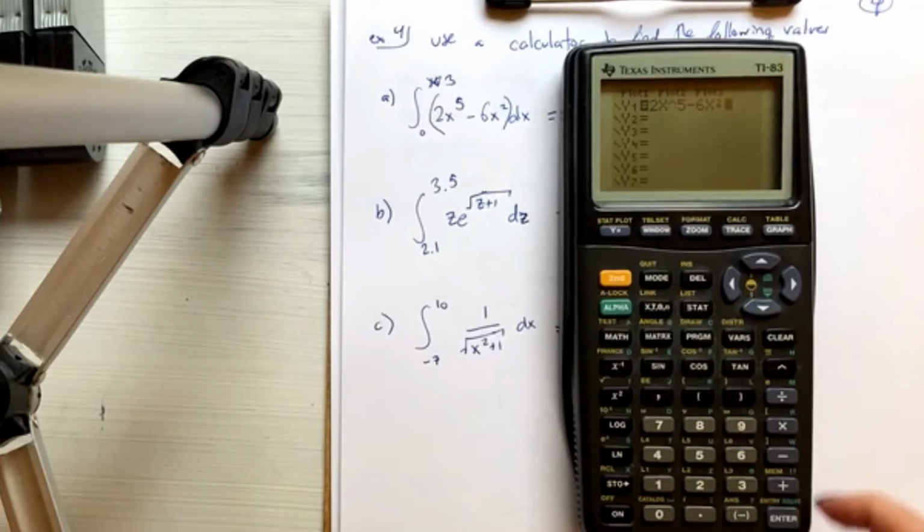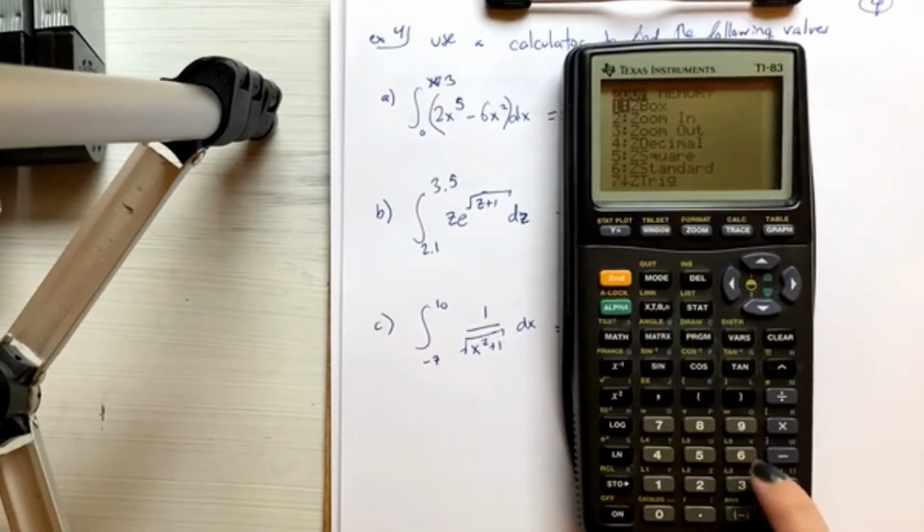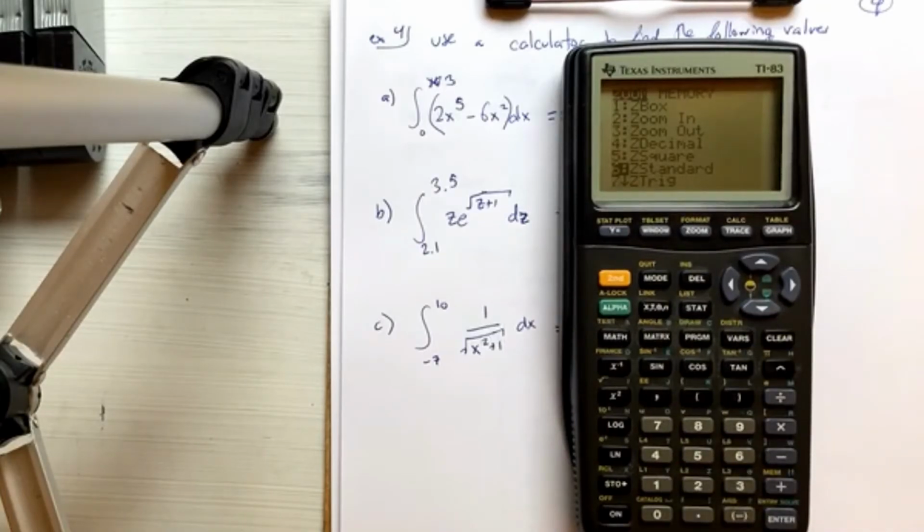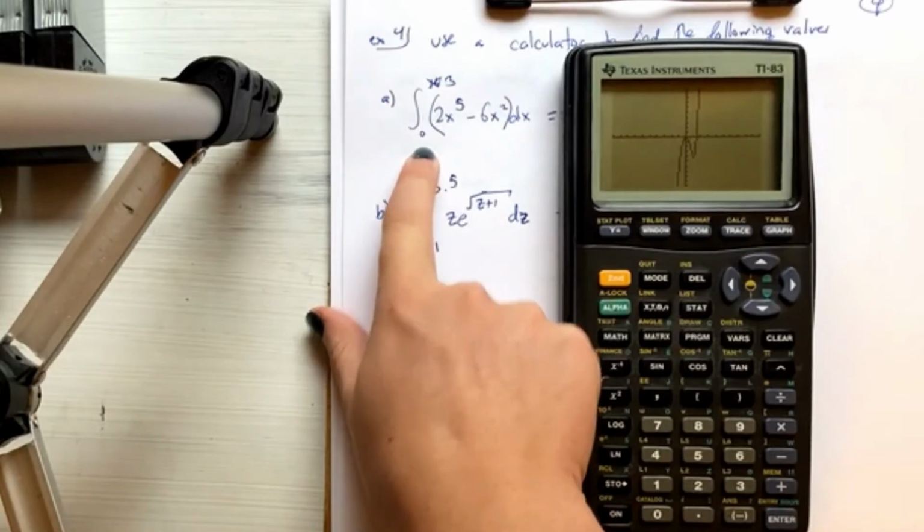And we can go ahead and go to the zoom, and if you hit 6 or just scroll down to number 6 here, you get Z standard, and that's going to be your negative 10 to 10 window. You can hit either the button 6 or enter, and we are going to get a graph of our function.